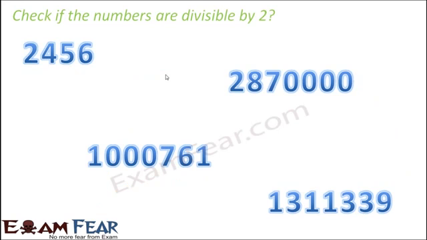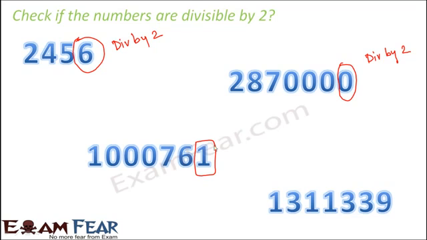So let us quickly look at these numbers on the screen and find out if these are divisible by 2 or not. Let us look at the first number, that is 2456. We have 6 at the units place, therefore it is divisible by 2. You have 2870000. Again you have 0 at the units place, so this is also divisible by 2. For 1000761, we have 1 at the units place, so it is not divisible by 2. For 1311339, we have 9 at the units place, therefore this is also not divisible by 2.